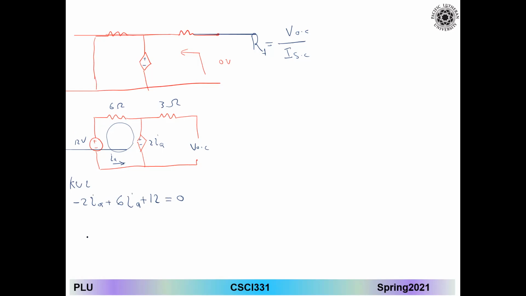How much do we get for IA? -3 amps. This is my IA. I am looking for the V open circuit. V open circuit will be 2 IA, which in this case is 2 times -3, which will be -6 volts, guys.